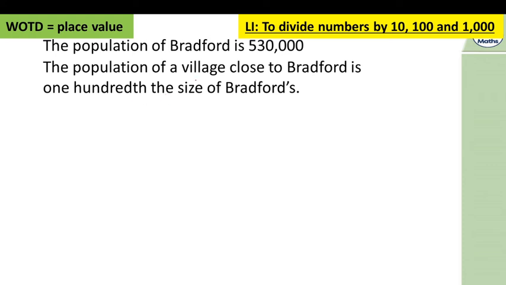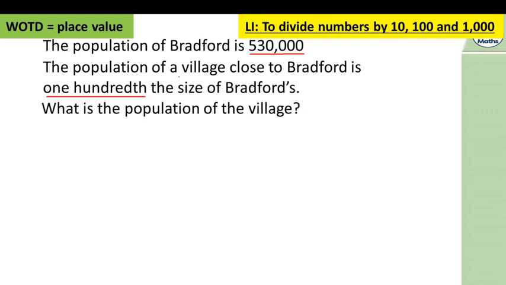Okay, so I'm going to select the key information there. So 530,000 is the population of Bradford. And now I know that the population of the village nearby is 1/100th. So that's going to be the key information so far. I knew that was the key information because I knew the question. I should have put the question up first. The question is, what is the population of the village? So the key information there is the population of Bradford and then how that is different compared to the village. So I know that the village is 1/100th the size of Bradford's.